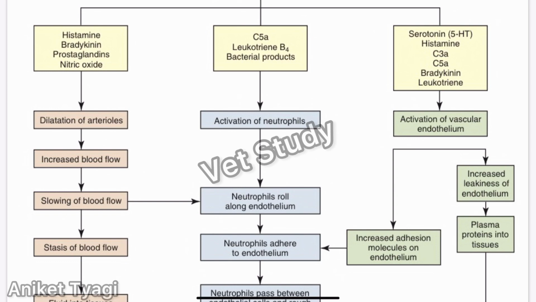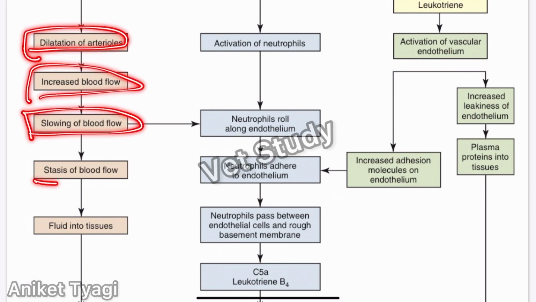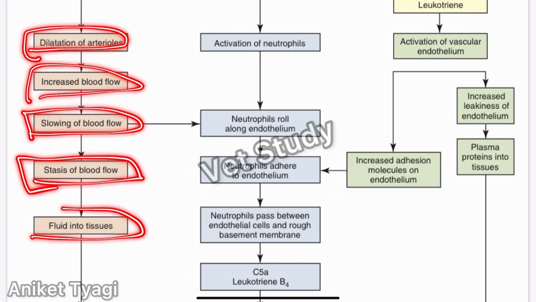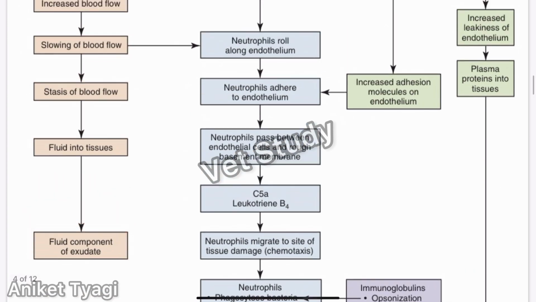Okay, so these are the different steps. First is the dilation of arteriole, increased blood flow, slowing of the blood flow, and stasis of the blood flow. Due to this, fluid in the tissue comes out, and there will be the fluid component of exudate. So these are several steps.